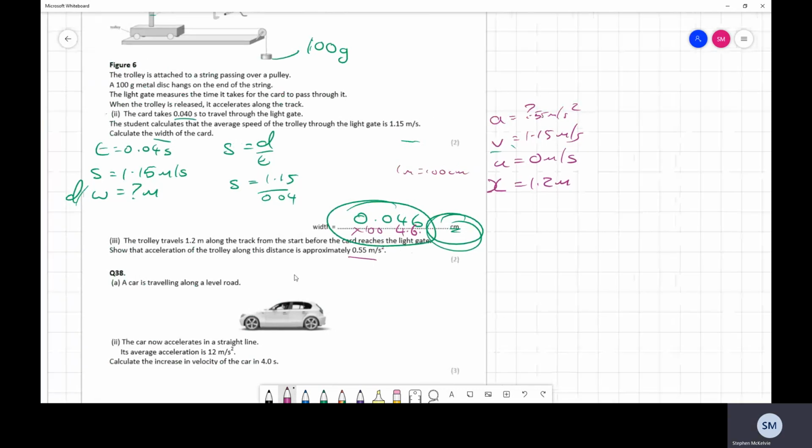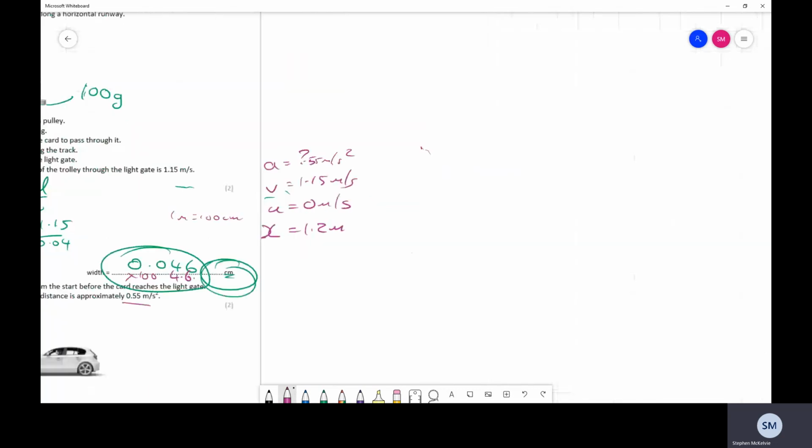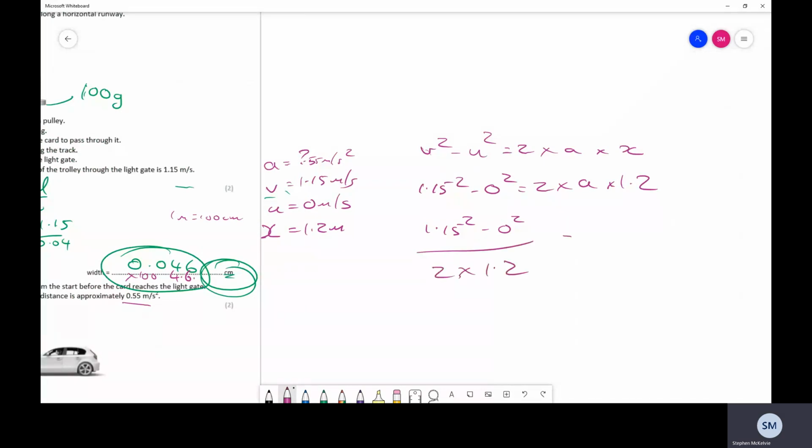Oh, come on now. Please, please, please. Okay, so here's the equation I'm using: v squared minus u squared is equal to 2 times a times x. I can rearrange it first, or I can substitute first. It doesn't really bother me, so let's just substitute. 1.15 squared minus 0 squared is equal to 2 times a times the distance, 1.2 meters. I'm going to put this down. I'm going to rearrange it now. 1.15 squared minus 0 squared over 2 times 1.2 is equal to acceleration.